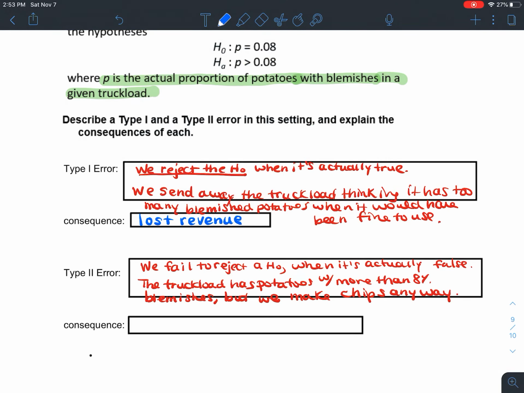Now, what do you think would be a consequence if we went ahead and made potato chips from a truckload that had a lot of blemishes, or at least was over that 8% benchmark? One consequence could be we could have a lot of unhappy customers because they're getting these potato chips and they're not very good because they were made with blemished potatoes.